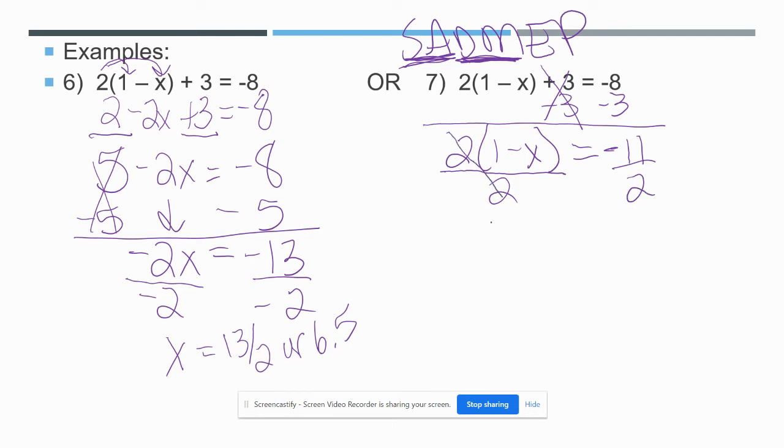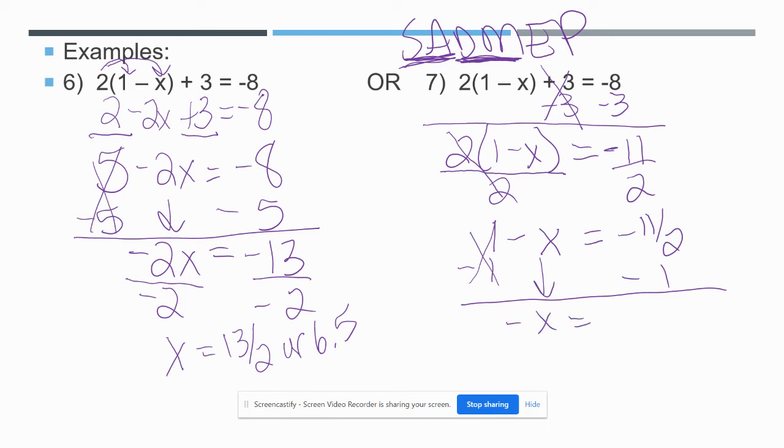These 2 simplify to 1, so they leave us the 1 minus x. It also takes the parentheses out and frees that up to be able to solve for x. And then we have a negative 11 halves over on the right side. Now I can work on getting the x alone, so I have to move the 1. I move the 1 by subtracting because that's a positive 1. So if I subtract 1 from both sides, 1 minus 1 on the left is 0. Make sure you bring down that negative with the x.